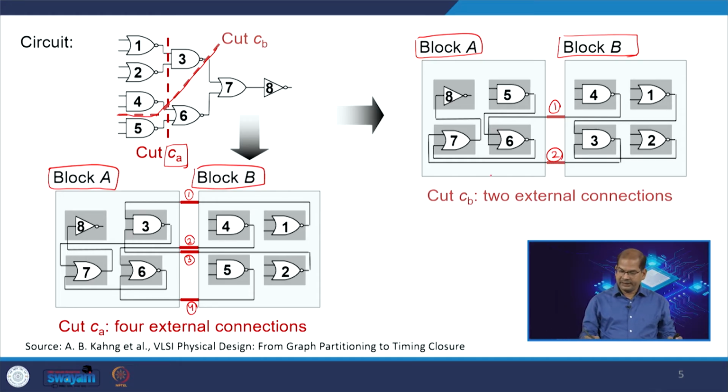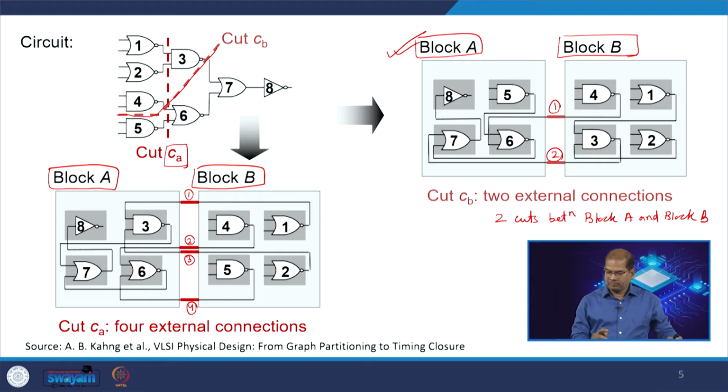Obviously, this second partition is a good partition because I have only 2 cuts between block A and block B. So, the number of lines or interconnects between the 2 blocks, if it is less, that is best. So, here it is 2, here it is 2, hence the second partition is a better partition.